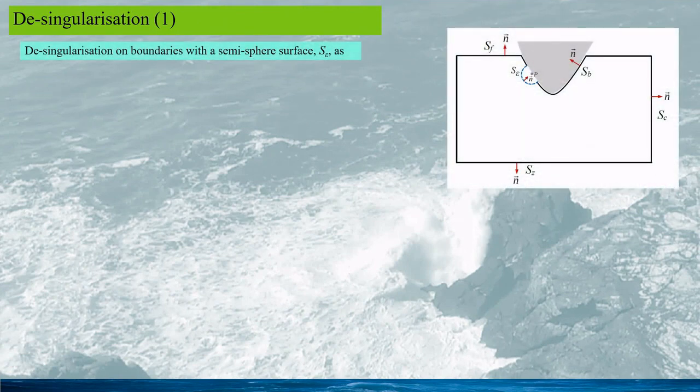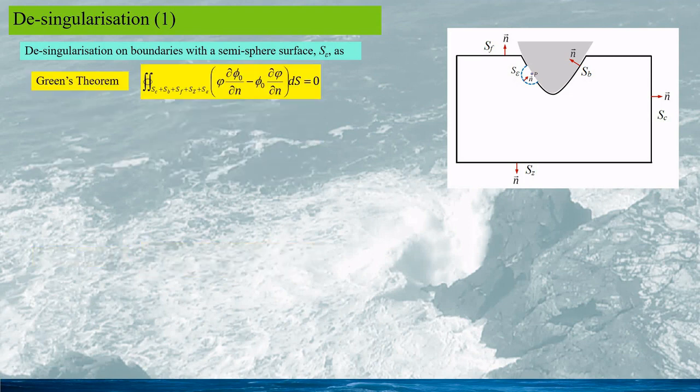The Green's theorem is only correct if there are no singularities on the boundaries or in the fluid domain. However, when we choose the Green function G, there will be singularities on the boundaries when the target point P and the source point are coincident, that is R equaling 0. Therefore, we must de-singularize the singularities on the boundaries.